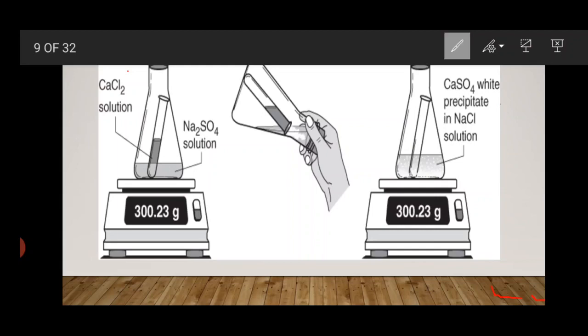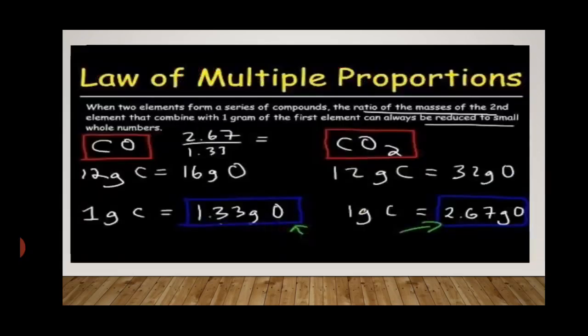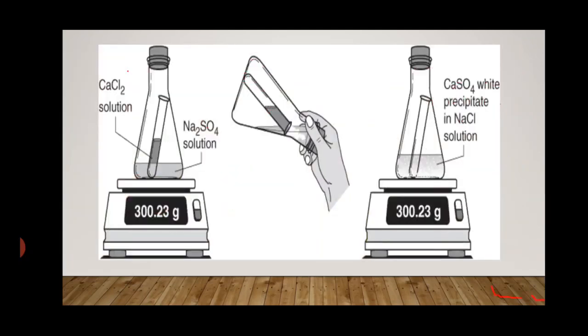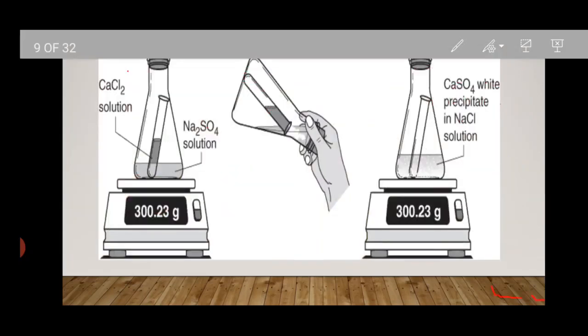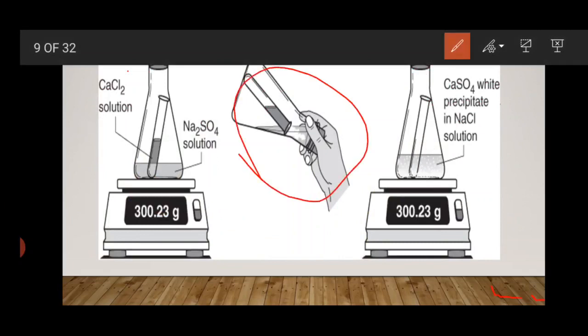See, in this figure, just look at this. One conical flask is there. In this flask, one test tube is there. In this test tube, we will take calcium chloride or barium chloride. And in the conical flask, we will take sodium sulfate solution. And we measure the mass. After that, we tilt the conical flask like this.